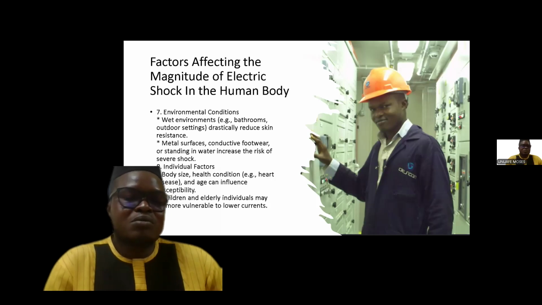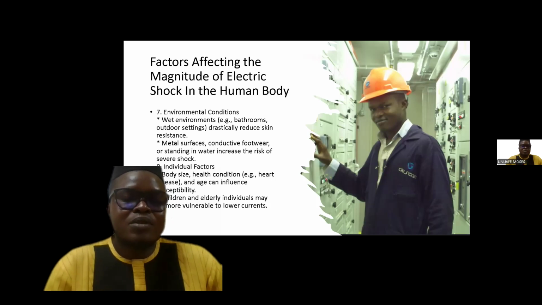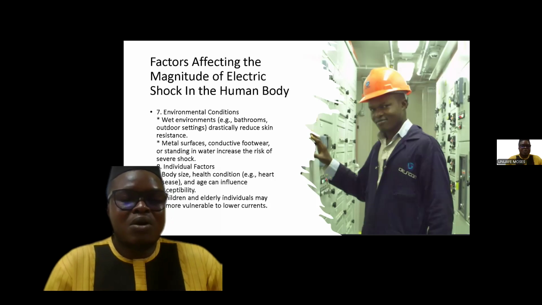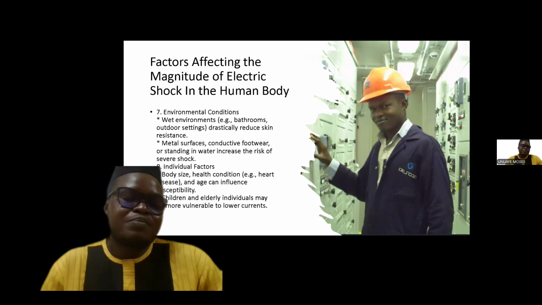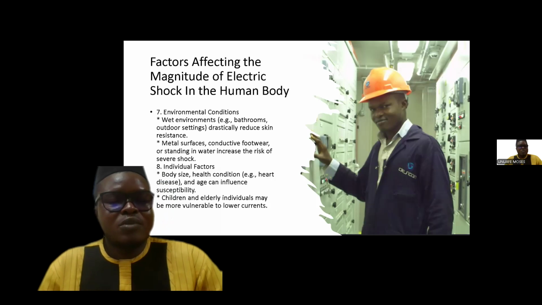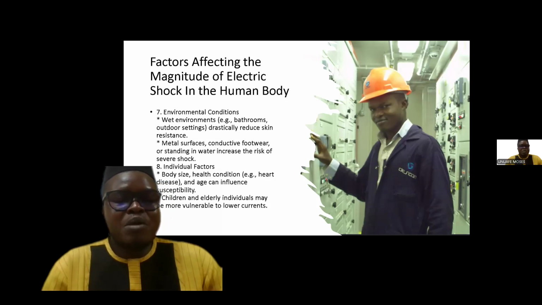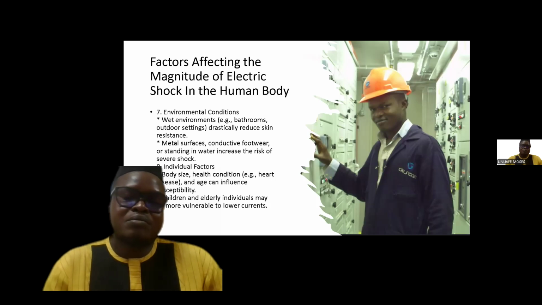Individual factors are also another factor. The size of the body, the health condition, e.g., heart disease, or age can also influence susceptibility. Children and elderly individuals may be more vulnerable to lower current.